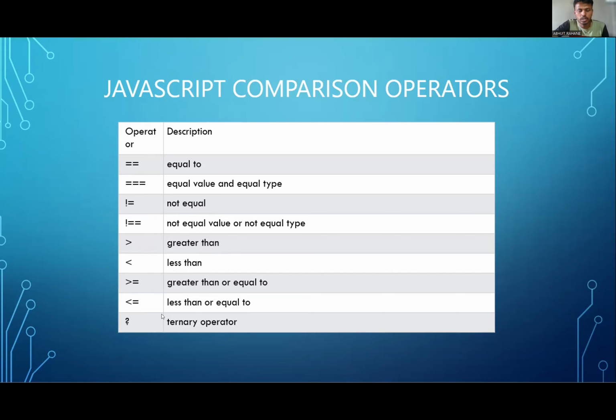We use the ternary operator to check conditions. If the condition is true, then it will execute the true statement, and it will be separated by a colon. And between the condition and the statement, we have to use a question mark sign to write the ternary operator. This is the question mark sign.